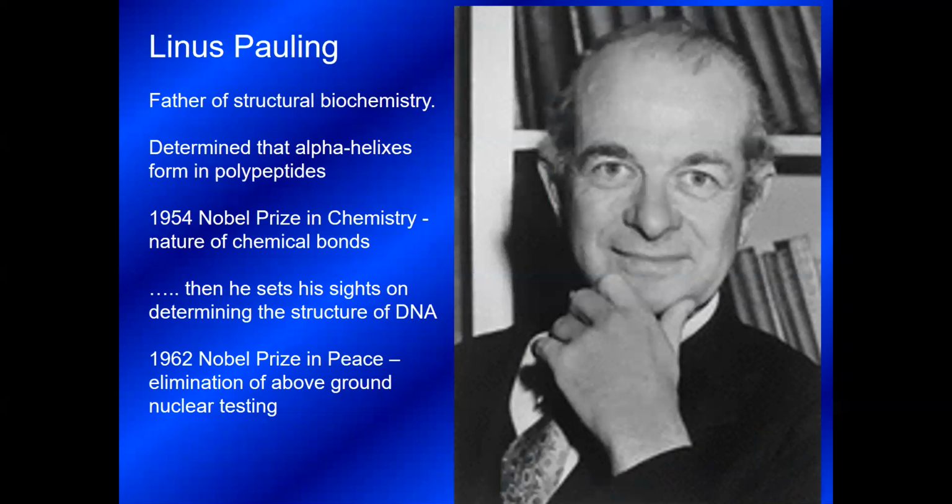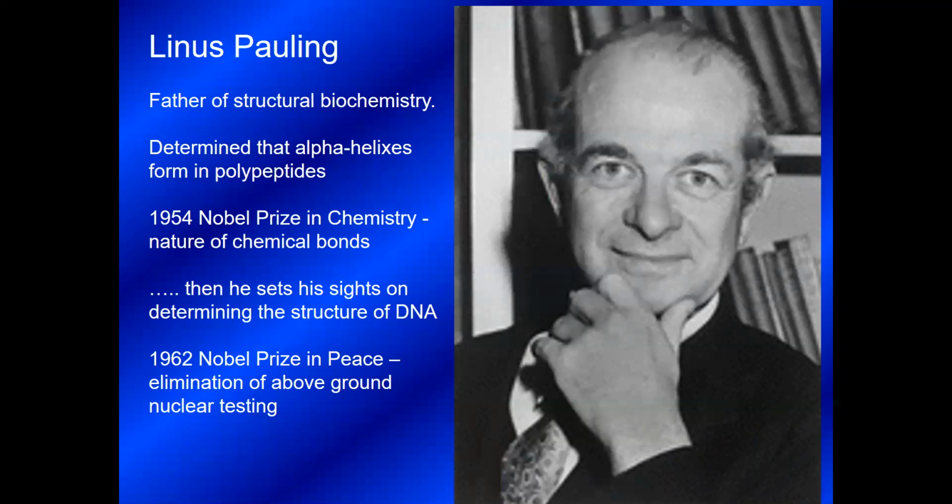In 1951, he published a paper in which he described the alpha helix shapes, those twisted helix shapes that are found in polypeptides. And as a result, in 1954, he won the Nobel Prize in Chemistry for the nature of bond angles and bond chemistry, in addition to discovering the alpha helix shape of polypeptides.